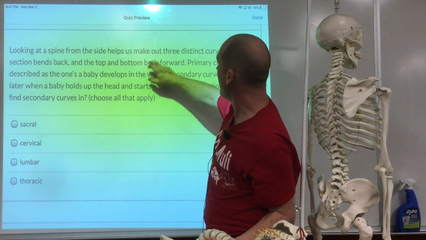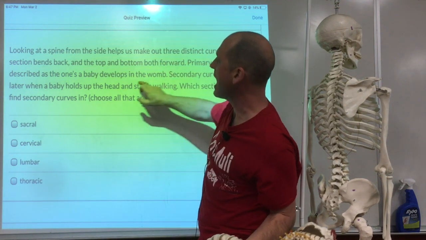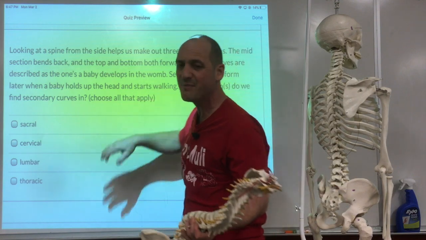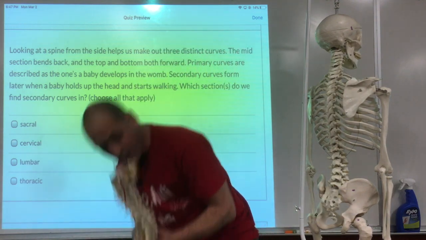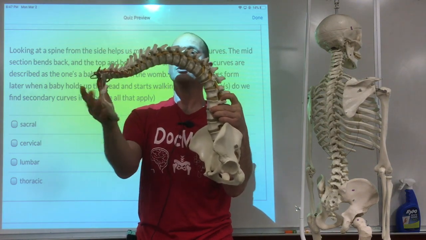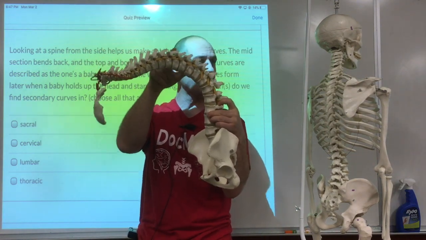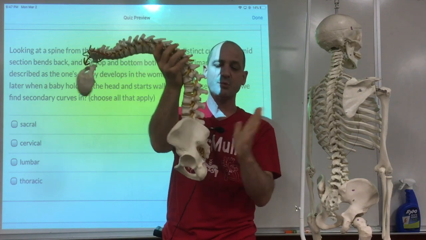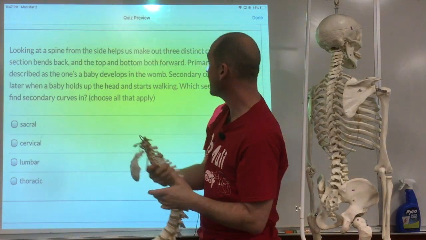So the primary curves are the ones the baby develops in the womb. That baby in the womb is like that, so everything is curved down like that. Every curve like that is a primary curve. That's the primary curve up here, and then here's a primary curve. The other ones are secondary curves.